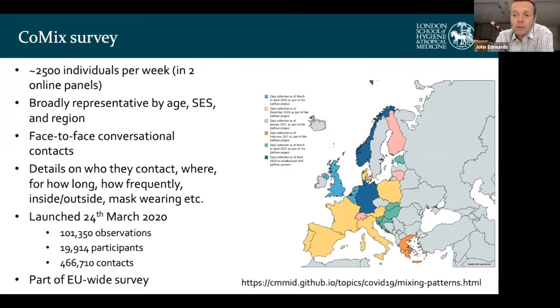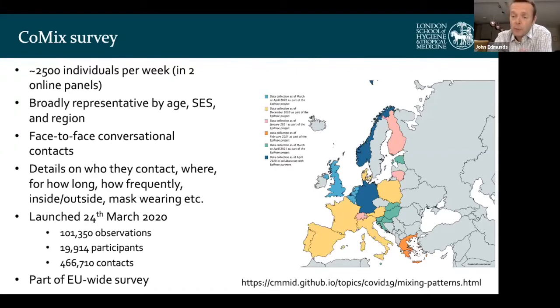And what we ask them to do is to record details of face-to-face conversational contacts that they had on the day before. And we do that because we feel that that is a risk behaviour. So, not just for COVID, but for any kind of close contact infectious disease. If you're having a face-to-face conversational contact with someone, then you could potentially spread the infection.